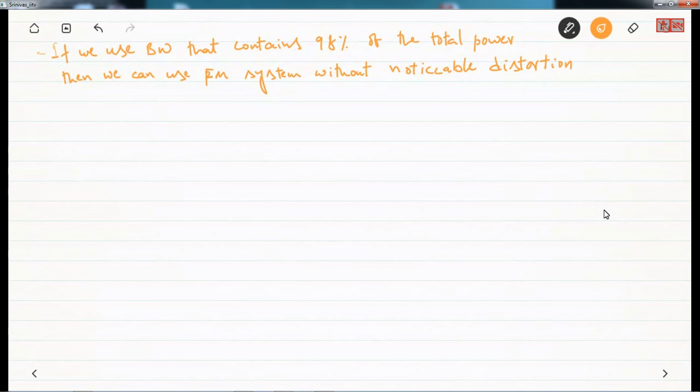Right, and then it was found out that always for a given value of beta greater than or equal to 1, we need N equal to beta plus 1 to have 98% of the power.